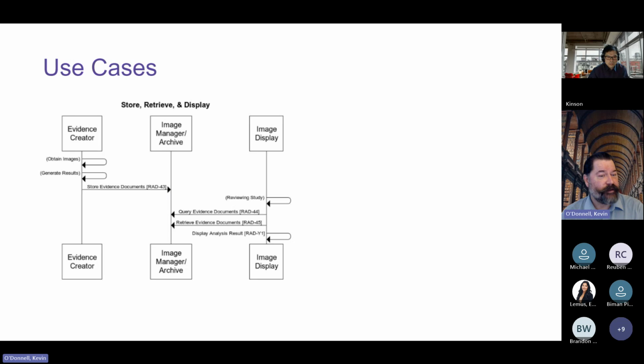So as kind of implied, we've got a set of actors within IHE. If you're on this call, you're probably familiar with the concept of actors. There'll be an evidence creator actor, which is the one getting the images and generating these cool AI results. But ultimately, it's the transaction where they store those evidence documents to the image manager. That's where we get into this profile. And then similarly, the image display, during the process of reviewing a study, needs to be able to query, retrieve, and present these various image results.